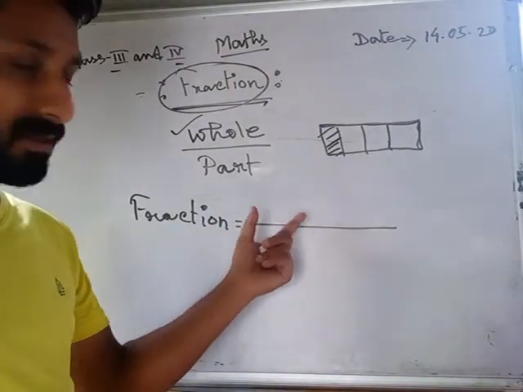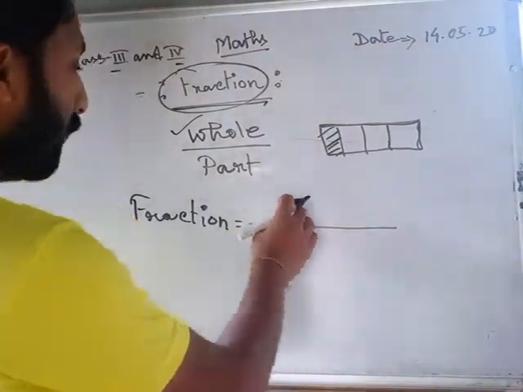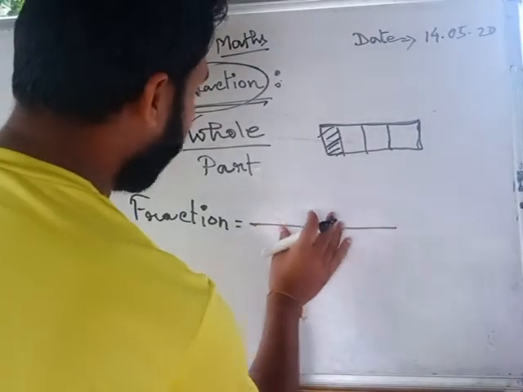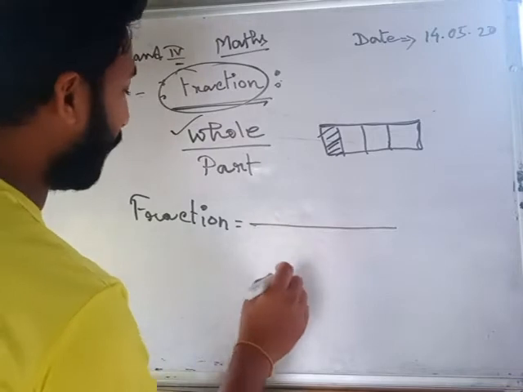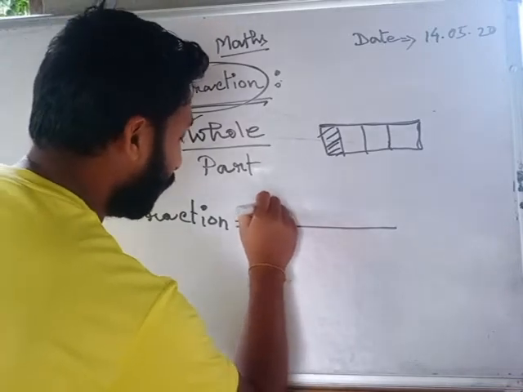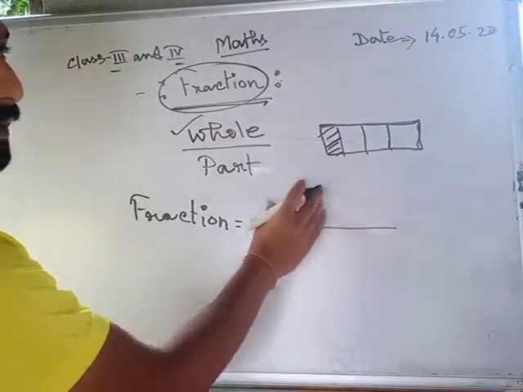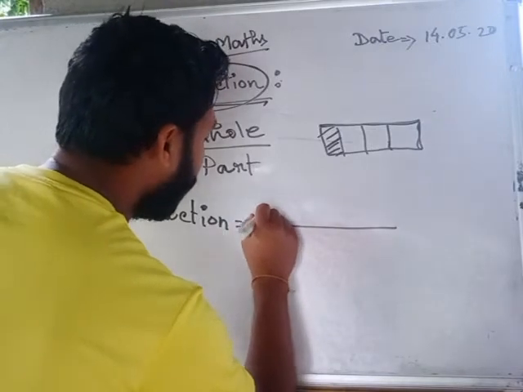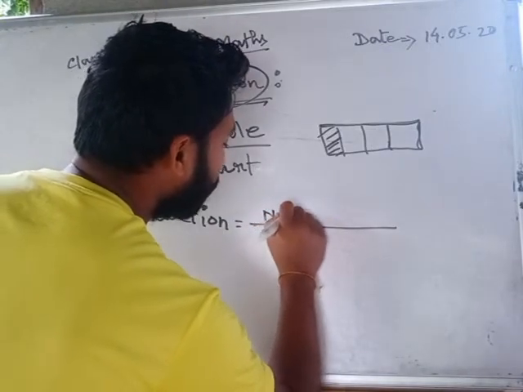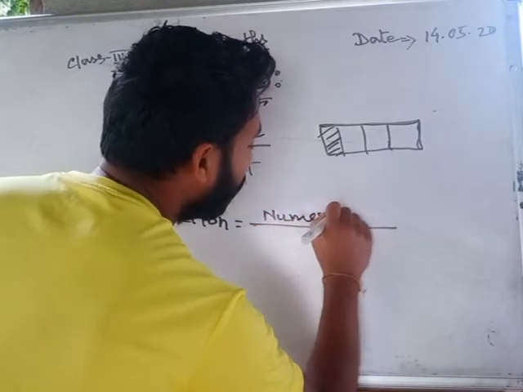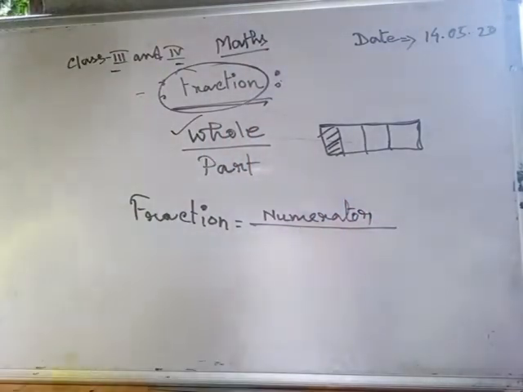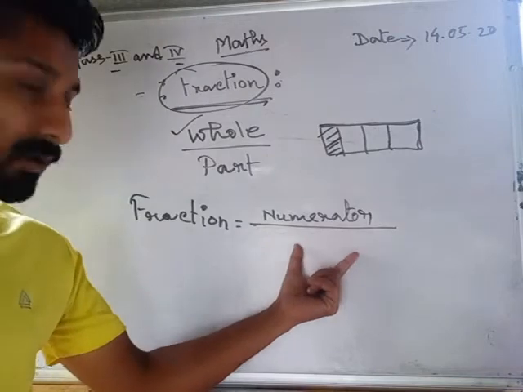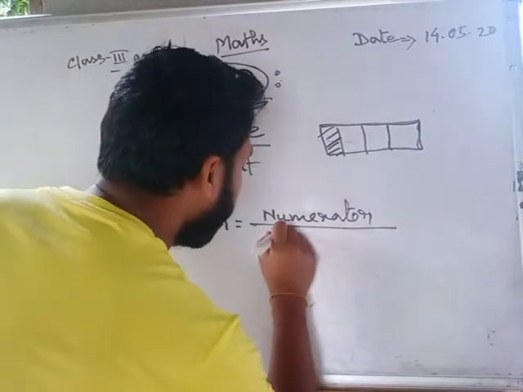A fraction has two parts that are normally divided by a dividing line. Number one, the upper portion of the dividing line is called numerator, and the lower portion of the fraction is called denominator.